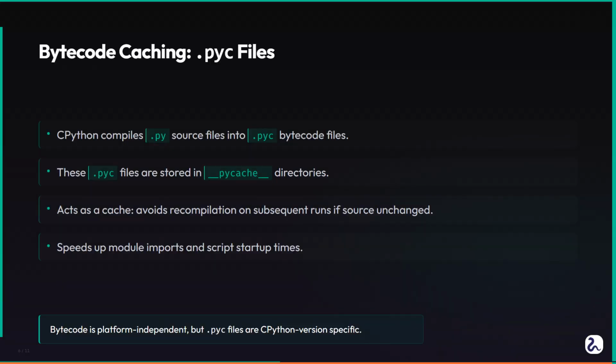Here's where it gets interesting. This compiled bytecode isn't just ephemeral, it's often saved. When you import a module or run a script, CPython stores this bytecode in files with a .pyc extension inside a special directory named __pycache__. For example, if you have a file mymodule.py, you might find mymodule.cpython-39.pyc in __pycache__.